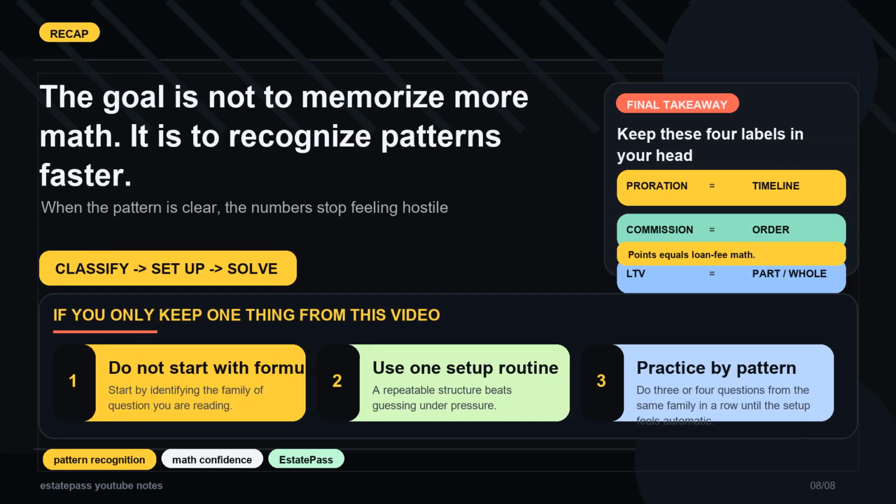Here is the whole framework one more time. Proration is a timeline. Commission is an order. Loan-to-value is part-to-whole. Discount points are a fee based on the loan amount. If you classify first, label the numbers, and solve only after the setup is clear, real estate exam math gets much easier to manage.